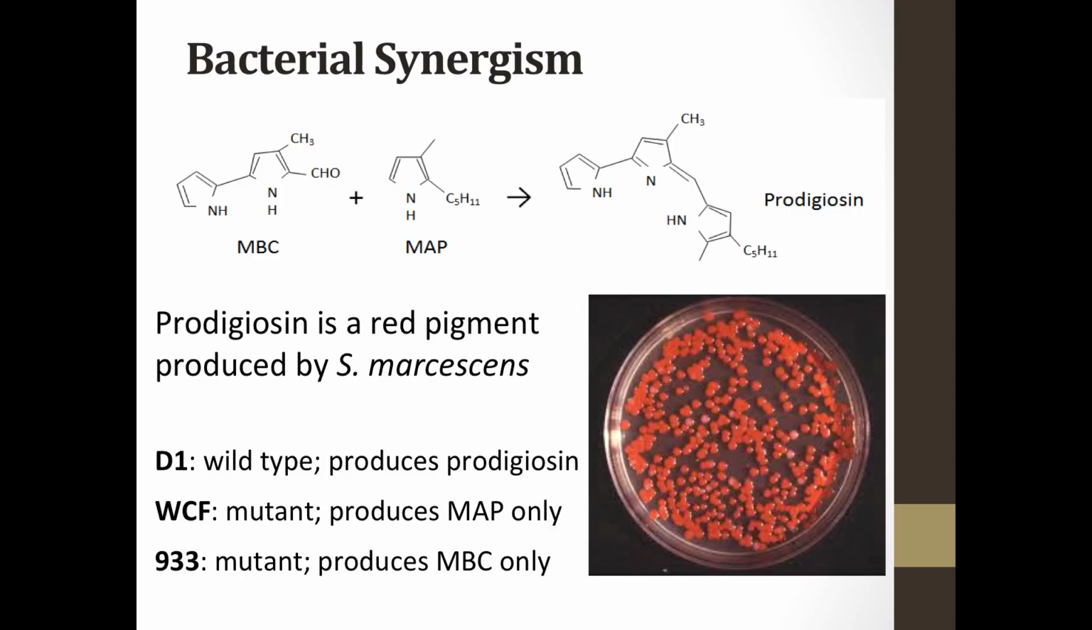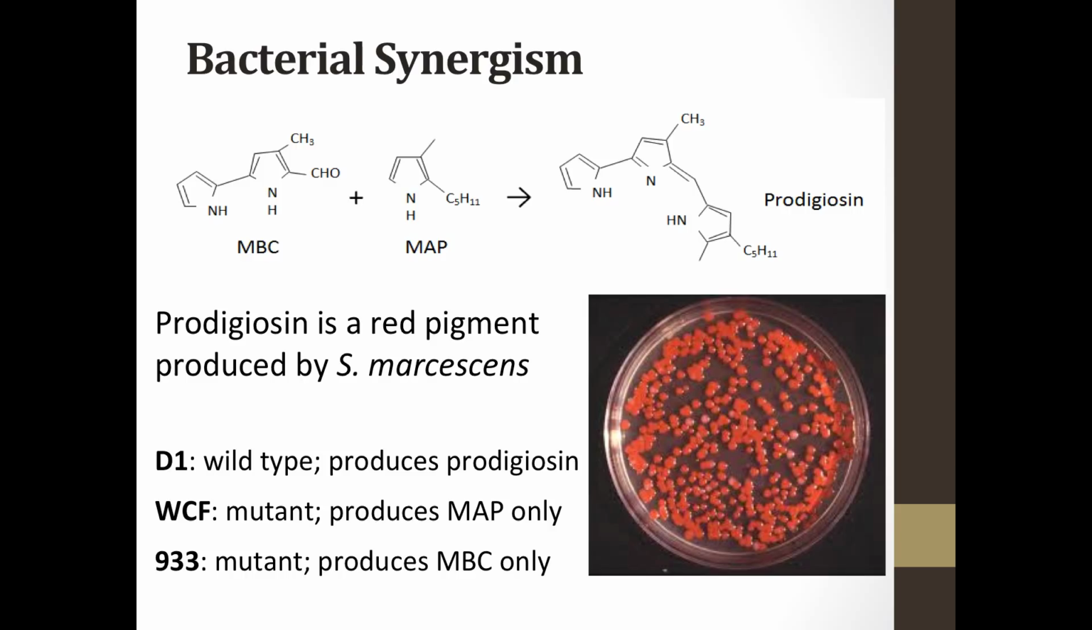The model system we're using here is bacterial prodigiosin production. Prodigiosin is a red pigment, so that petri dish on the screen shows Serratia colonies that are producing that red pigment, so they're visibly red in color. This pigment is produced by the combination of two metabolic intermediates, MBC and MAP. And we have 3 different strains of this Serratia bacteria. One is the wild type that produces prodigiosin, so it produces both the MBC and the MAP metabolic intermediates, and it can then produce this really bright red pigment.